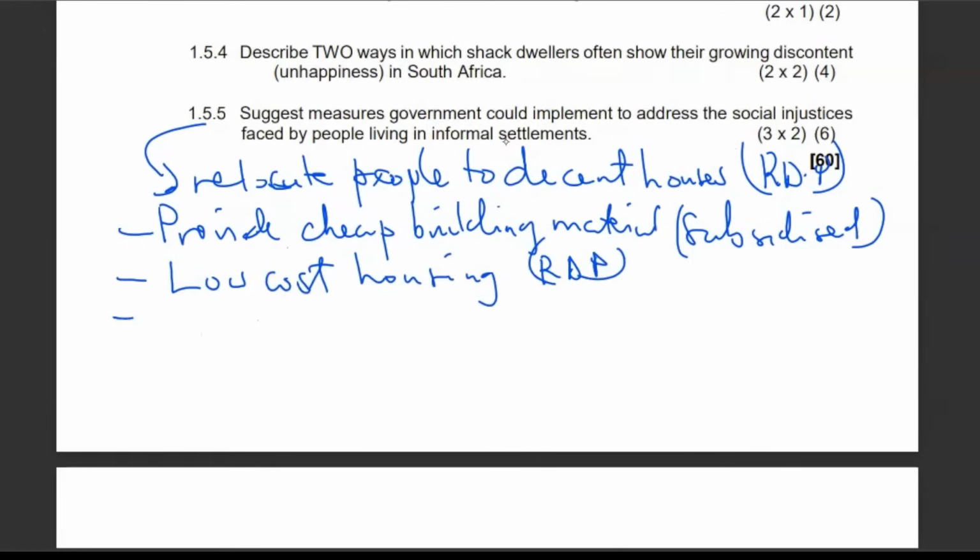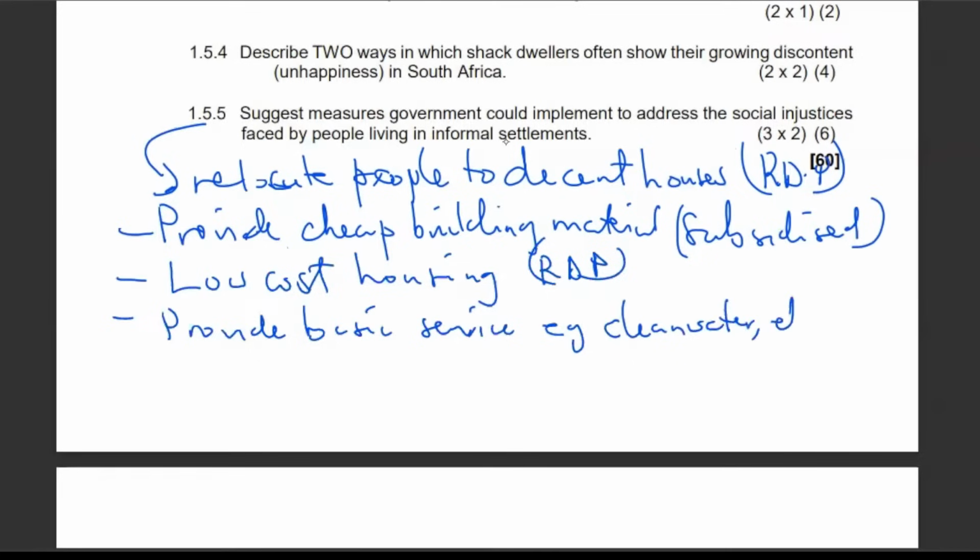And also the other problem, we can say provide basic services to the people. Because it's a problem, they lack basic services. So providing the basic services to the people, e.g. clean water, electricity, basic sanitation. It will improve the way of life of people because they live in unsanitary conditions, in unhygienic conditions. If the government tries to provide, then it can be better for the people.